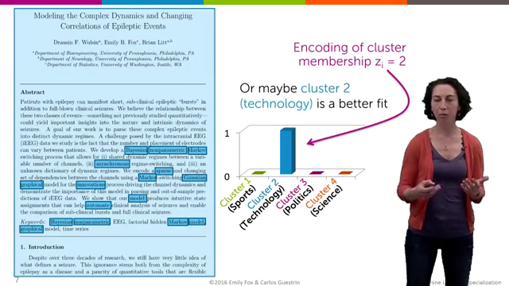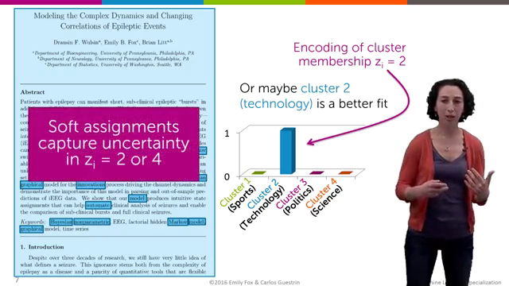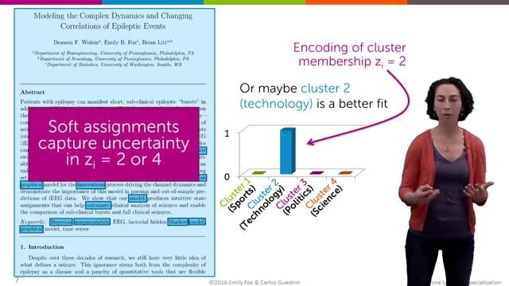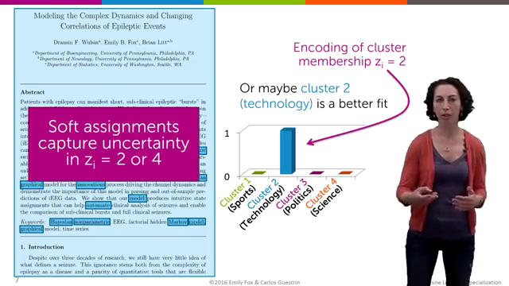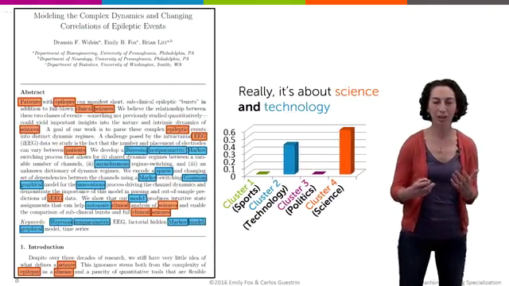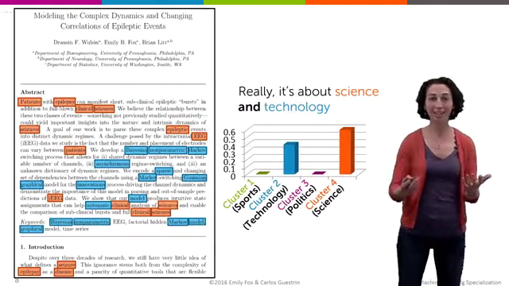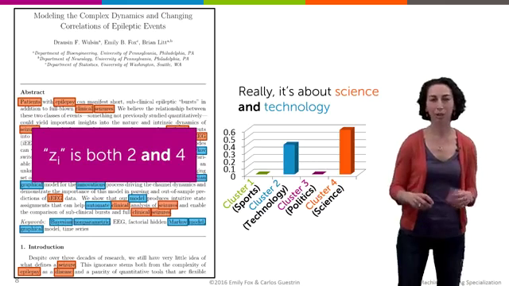But this article also has words like asynchronous, automatic, model, and things like this, which might mean that it's really an article about technology. And so maybe we should group it with other tech articles, which in this case is cluster 2. Well, our soft assignments that we talked about in the last module capture our uncertainty about whether this article should be assigned to cluster 2 or cluster 4, assigned to the science cluster or the technology cluster. But maybe what we really want to capture is the fact that the article is about science and technology. That is, Zi is really 2 and 4.